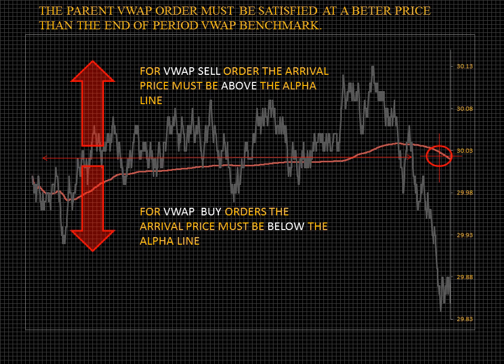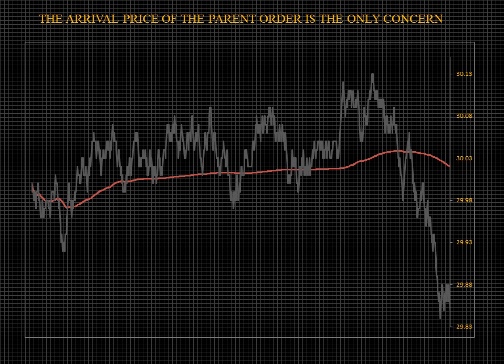This reverse engineering is academic in nature, but it really serves to solidify the importance of the alpha line and the final VWAP benchmark. The arrival price of the parent order is the only concern. Using the same data set, we see the final VWAP benchmark, and we reverse engineer the alpha line. Using the alpha line, we want to focus on the arrival price relative to the final VWAP benchmark.